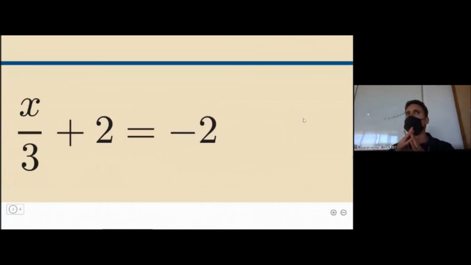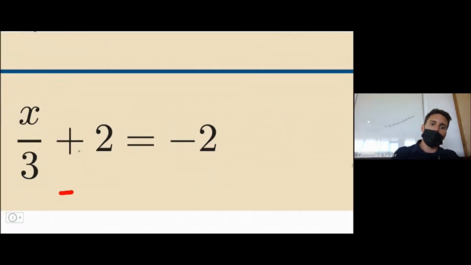So what I'm trying to do as a goal is this. I want to keep x on its own. I want to end up with x is equal to something. So what is really annoying me here to start with is this plus 2. I just look at it, I'm like, you two, I'm going to move you to the other side. So how do we move this plus 2 to the other side? Well, what is the opposite of plus 2? Minus 2. So I'm going to do minus 2.